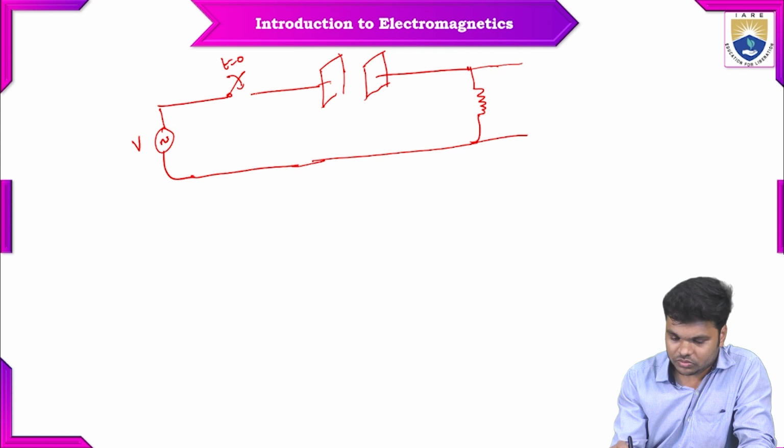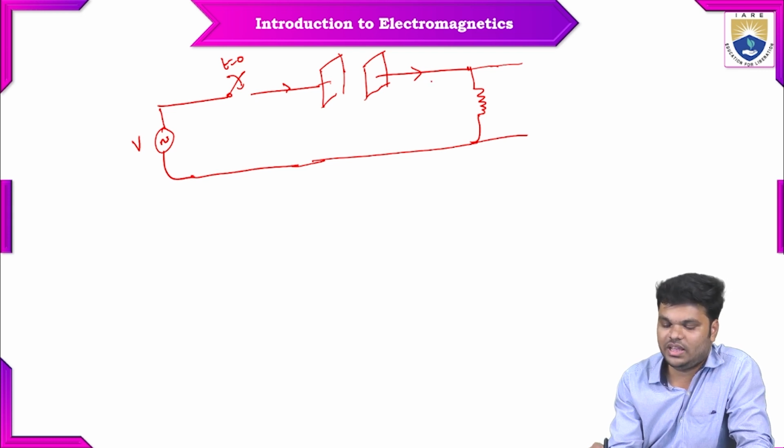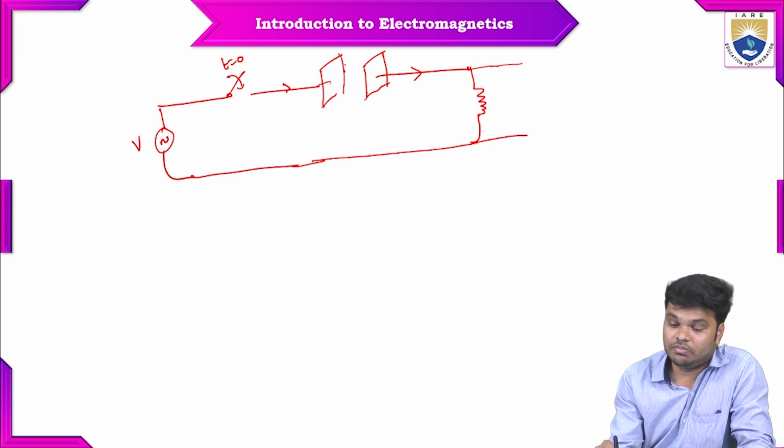So actually there is some discontinuity between these plates, because there is no wire present between these two plates. However, current still flows in the circuit from this end to this end. So whatever current appears here after the switch is closed, the same current will appear here as well. But still there is some discontinuity between these two plates. Okay. So what happens actually in between these two plates?